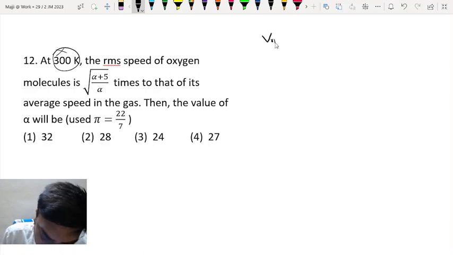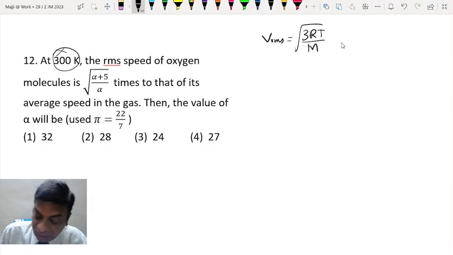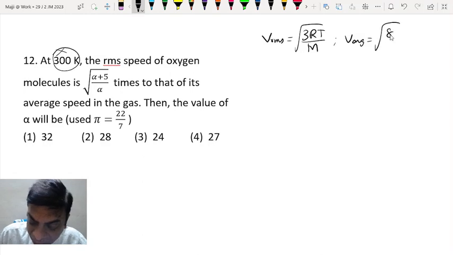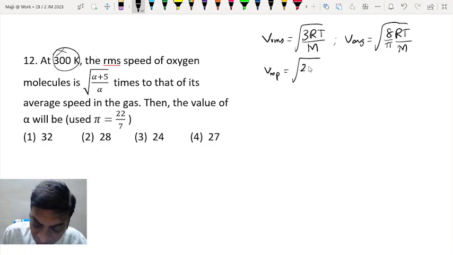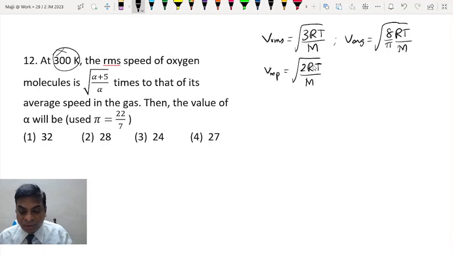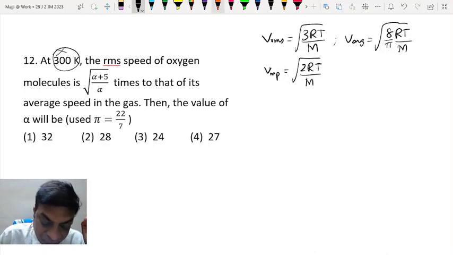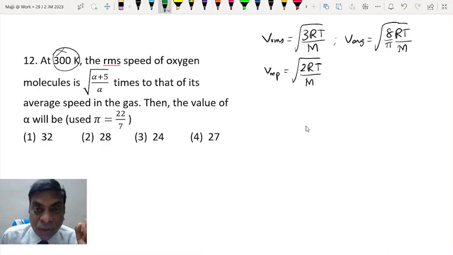Now, the RMS speed of a gas molecule is equal to under root 3RT by M, and similarly average speed is equal to under root 8 by pi RT by M. You have to remember this, students. And also, even though it is not asked, most probable velocity will be under root, instead of 3 you have to write 2RT by M. These things are supposed to be memorized, students, because very often they keep on asking these questions. Okay, so you need to memorize them.